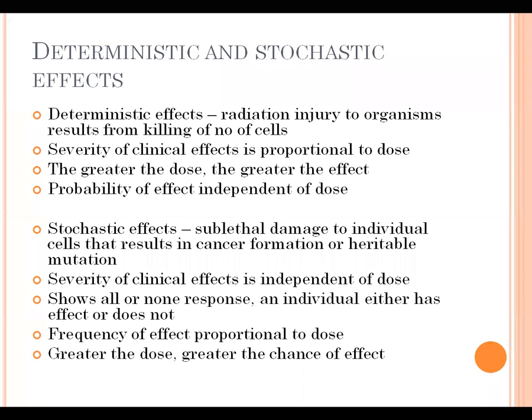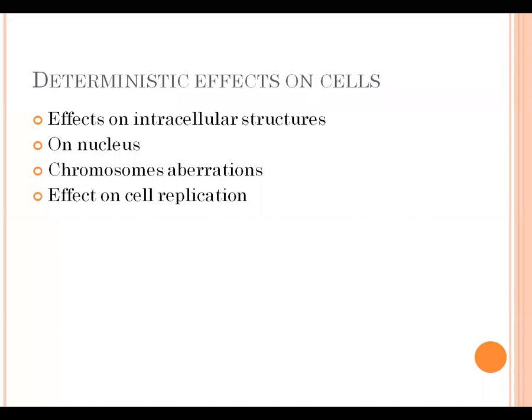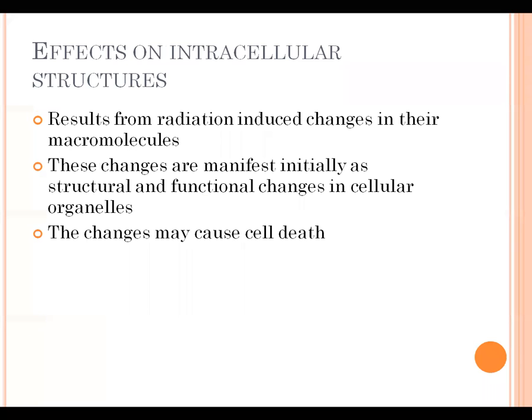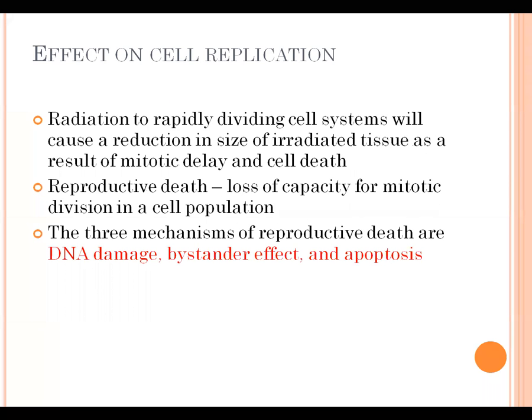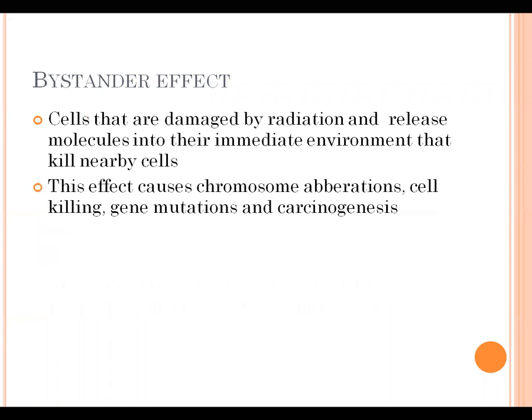Deterministic effect means a greater dose or lethal damage to the tissue, and it is dose dependent. But the stochastic effect is sublethal damage to the individual. It causes a mutation in the cells and results in cancer formation instead of killing the cells. Then we have seen the deterministic effect on the cells, how it affects the intracellular structures, the nucleus, chromosomal aberrations, and cell replication.